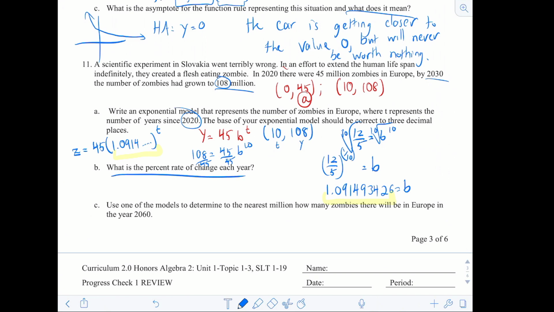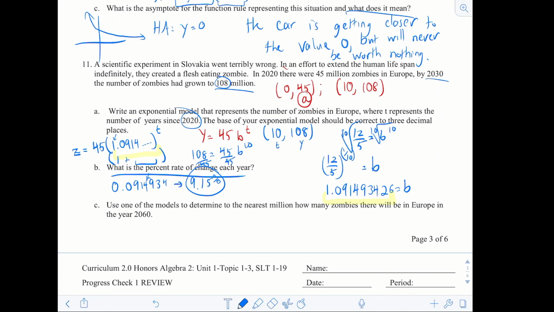Okay, it says, what is the percent rate of change? So really what we're doing here is we're saying the value that's inside here is 1 plus some other type of number. So in a sense, what I would do is I would just remove that 1. So it would be 0.0914934, which in turn is going to be 9.1, and I would probably say like 9.1%.